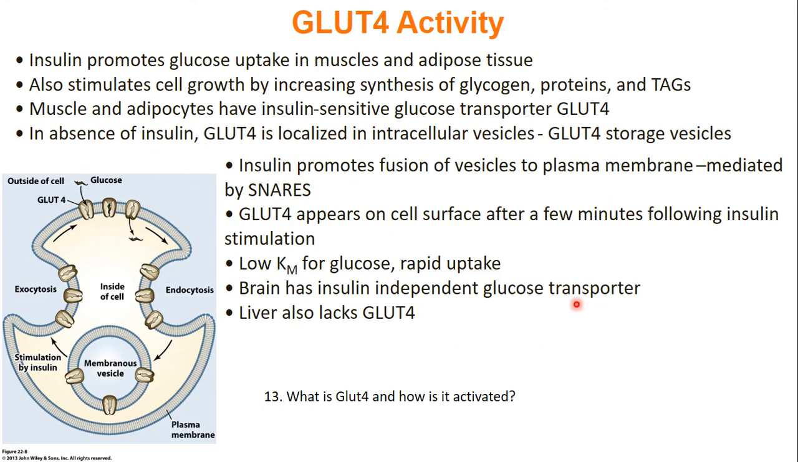What is GLUT4 and how is it activated? GLUT4 is a glucose transporter. It will take glucose from the bloodstream and put it into your cell. And it's only activated on the plasma membrane when there's insulin around. So it's an insulin-dependent glucose transporter.